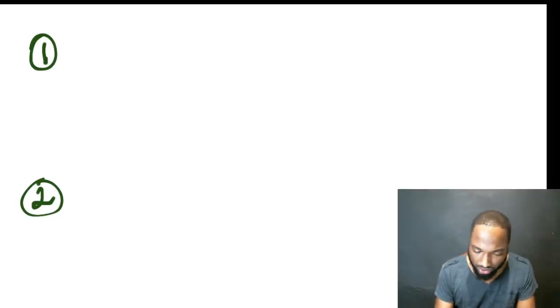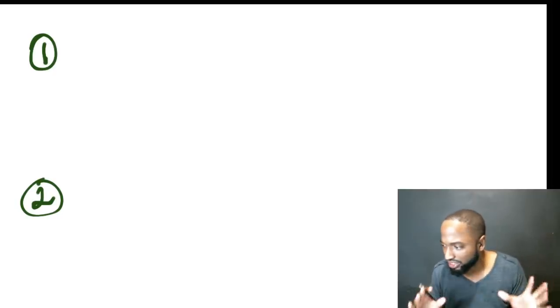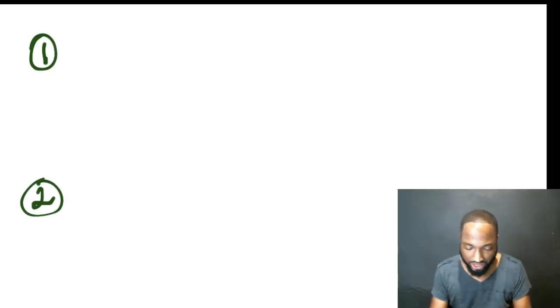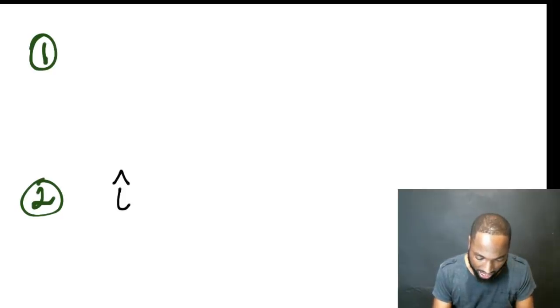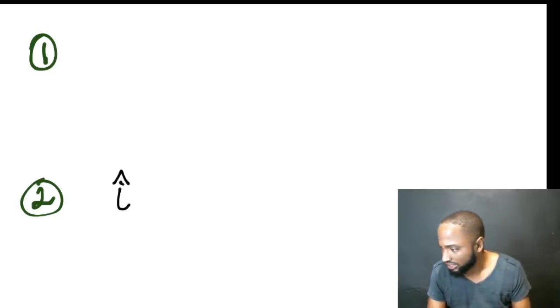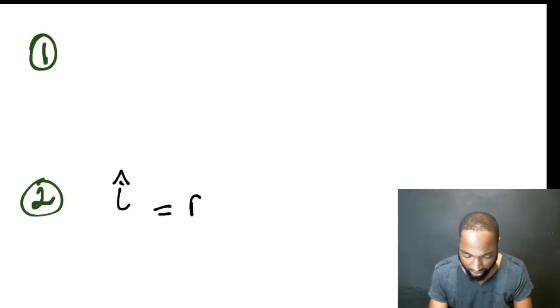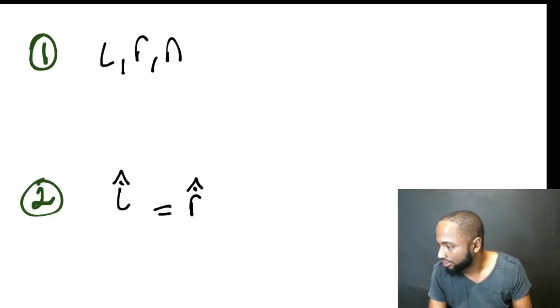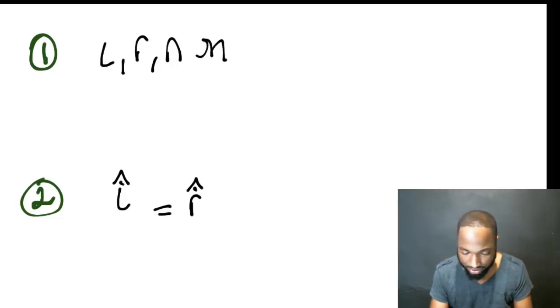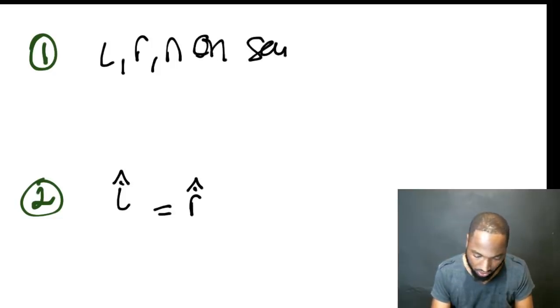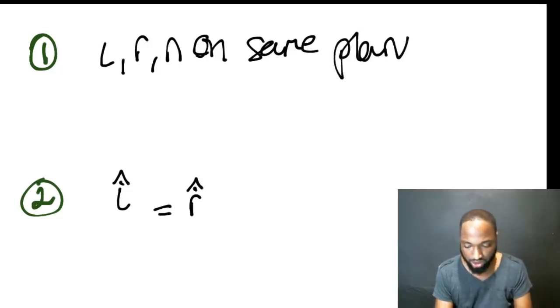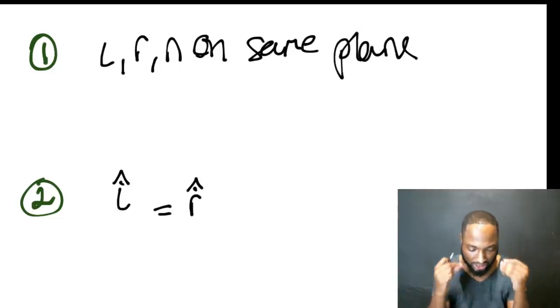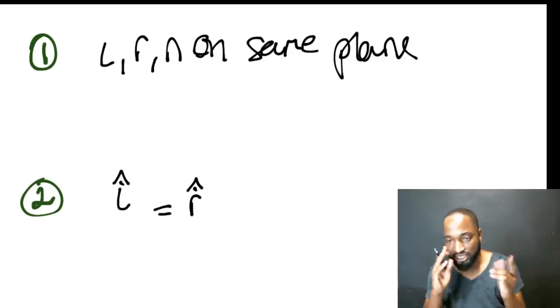Alright, so there's one law that says everything is on the same plane, and the next law says the angle of incidence is equal to the angle of reflection. This is what I would write in my notes, because I already have the definition memorized, but this is just to jog my memory. And now I'll say the exact law.